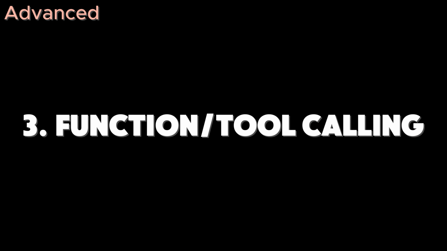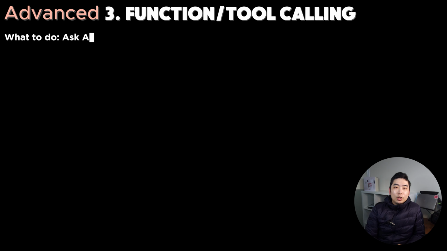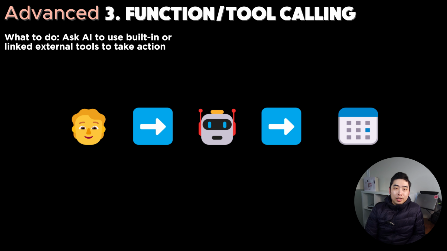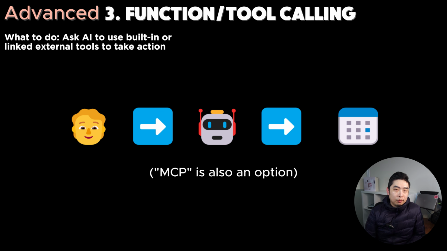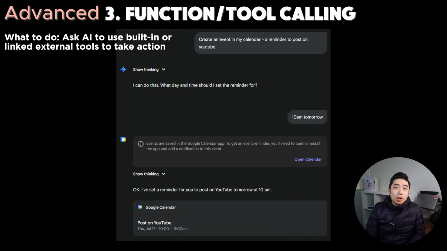Number 3 is function or tool calling. This is when you ask the AI to use specific functions or features that are attached to it. If it has that already inside the standard AI model, that's the easiest way to use it. For example, in Google Gemini, you can ask to check your emails or schedule something into your calendar.